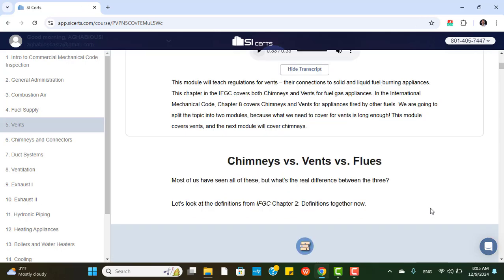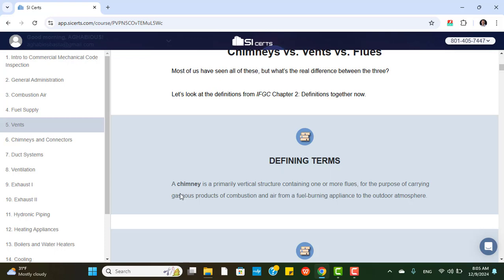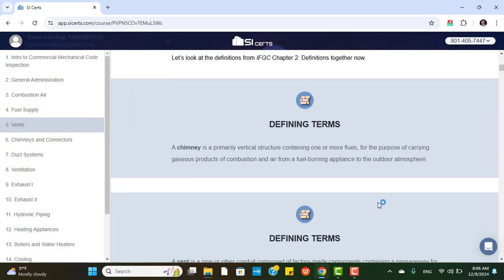Chimneys versus vents versus flues. Most of us have seen all of these, but what is the real difference between the three? Let's look at the definitions from the International Fuel Gas Code, Chapter 2. Defined terms. A chimney is a primarily vertical structure containing one or more flues for the purpose of carrying gaseous products of combustion and air from a fuel-burning appliance to the outdoor atmosphere.